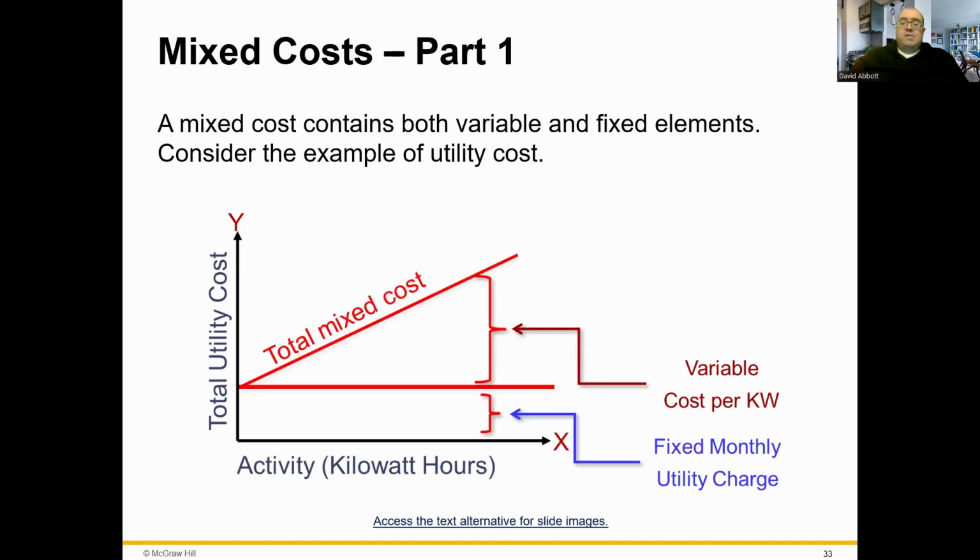All right, mixed costs. A mixed cost is a cost that contains both variable and fixed elements. An example of this, and I can give you a real world example, might be a utility bill. Our PG&E bill works this way. You have a fixed monthly charge that's charged no matter how many kilowatt hours of electricity you use. So, for example, let's say somebody has solar on their house.